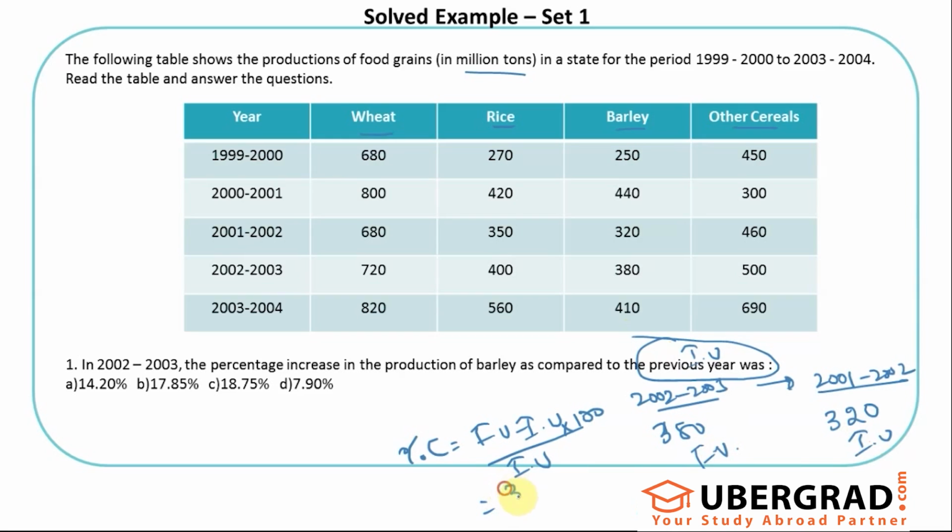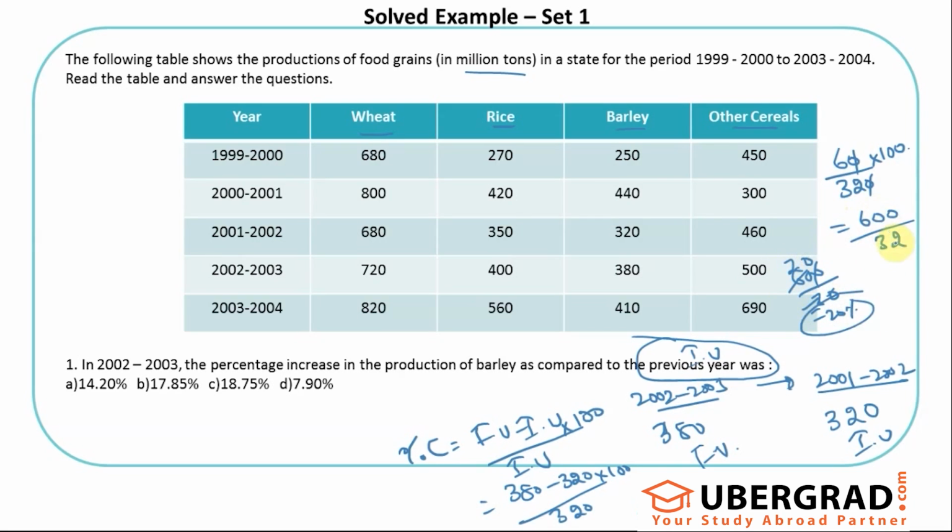Right, so it will be 380 minus 320 by 320 into 100. It will translate to 60 by 320 into 100. It will come to be 600 by 32. You see, I know 600 by 30 is what? 20%. So 600 by 32 will be slightly less than 20%. You know, I'll put it at 18% or so.